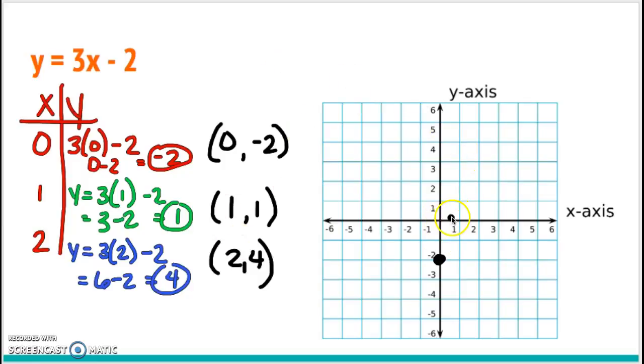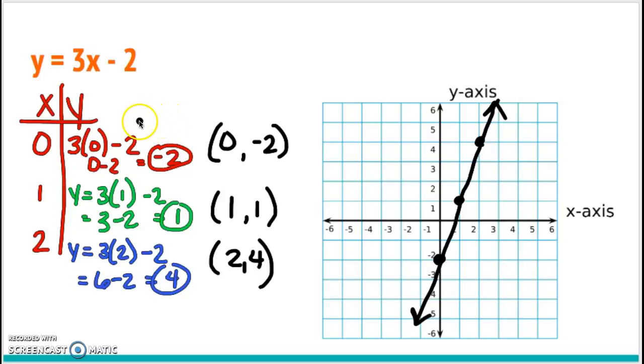1, 1, I go right 1 and up 1. And 2, 4, right 2, up 4. And if you see, they fall in a straight line. And we connect those and put arrows on either end. And that's it, you're done. There's your line for this equation.